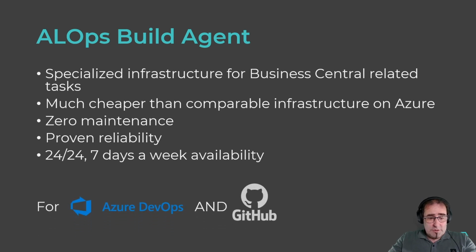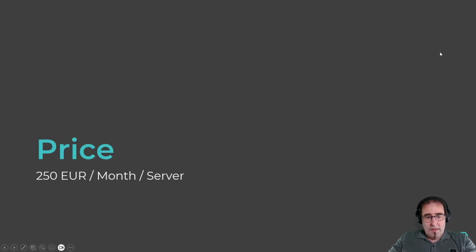And not unimportant is obviously that these ALOps Build Agents are not only available for Azure DevOps, but also for GitHub runners. They are quite fast also for running your ALGo for GitHub pipelines. Prices: 250 euros per month per server, which comes down to about 3 cents per hour, which is quite good, if I may say so myself.